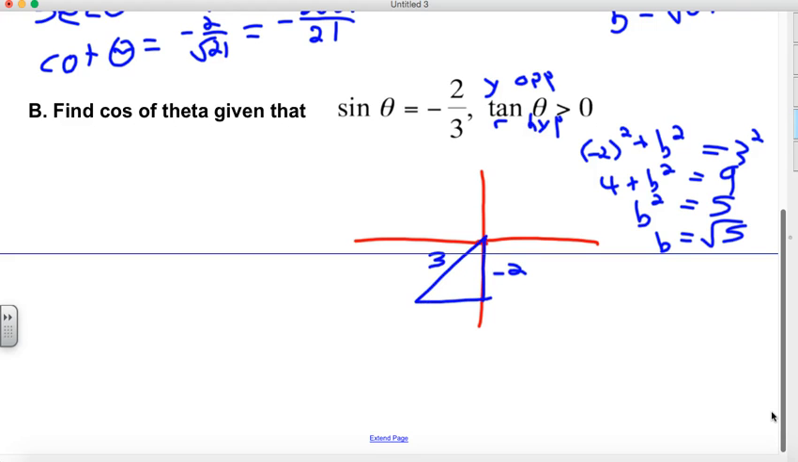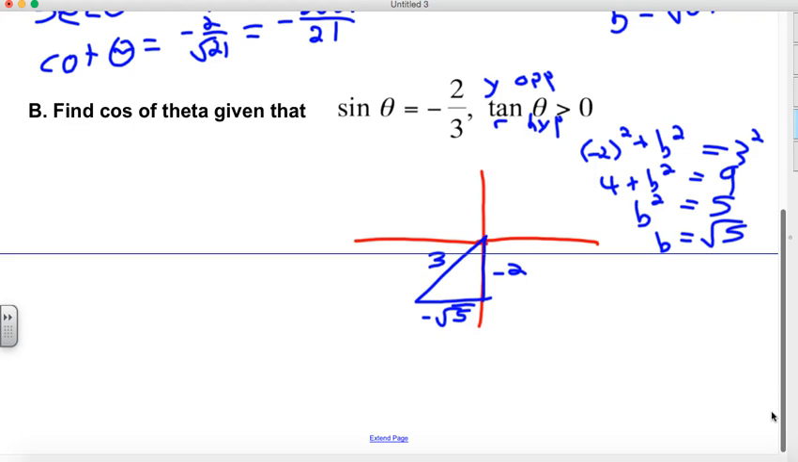Okay, and the reason that's important is because you know whether your x is going to be positive or negative. Over here, x would be positive square root of 5, but since I'm drawing it over here, x has to be negative square root of 5. Does that make sense? Okay, so it's important to know which quadrant you're in so you know whether that value is positive or negative.